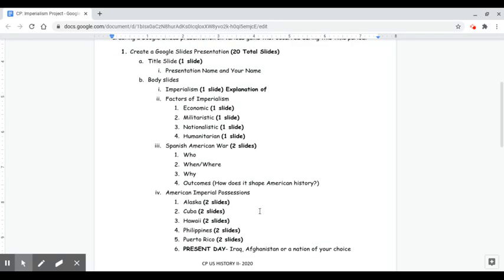You are then going to complete 2 slides on each of the following: Alaska, Cuba, Hawaii, the Philippines, Puerto Rico. And as a bonus, you are going to choose one present-day country to complete a slide on. You've been given the examples of Iraq and Afghanistan, but you may choose another country. The first 5, Alaska, Cuba, Hawaii, Philippines, Puerto Rico, those are pieces of land that the United States colonized during the age of imperialism. And then for the 6th one, you're going to pick somewhere you think the United States should colonize today.